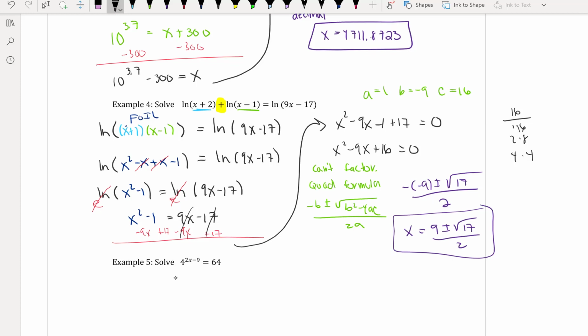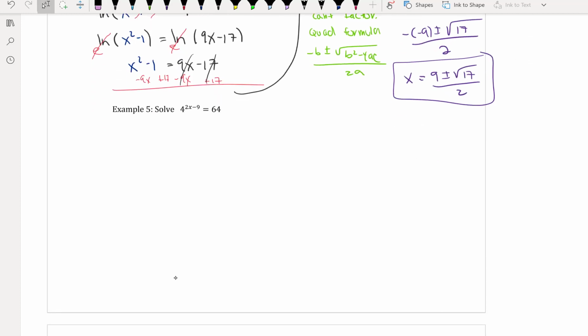All right, so for example number 5, it says to solve this. Well, we can think about it as, look at our base 4. Can we rewrite it so that 64 has a base of 4? Well, let's think about this. I have 4 to the 1 power, which is 4. 4 squared, which is 16. 4 to the 3rd power is going to give me 64.